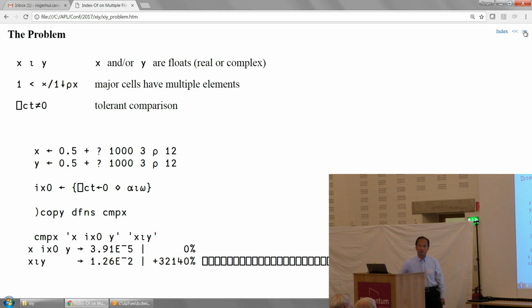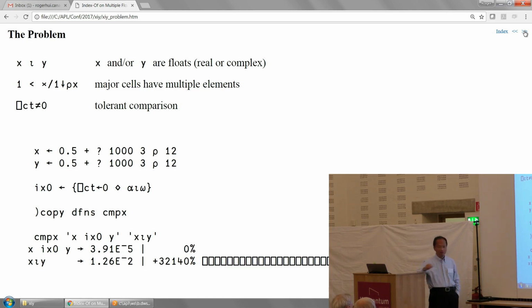It's a problem I've worked on for more than 20 years, but didn't have a good solution until now. For this problem, the best solution is to not have the problem at all. It's no joke. If in your application you can get away with using exact comparison, namely by setting quad CT to 0, you should do that. So you as an APL user can have that choice. But we as APL implementers cannot have that choice.